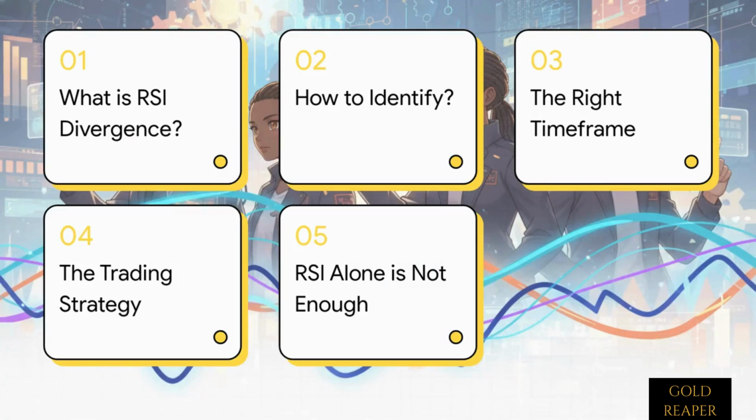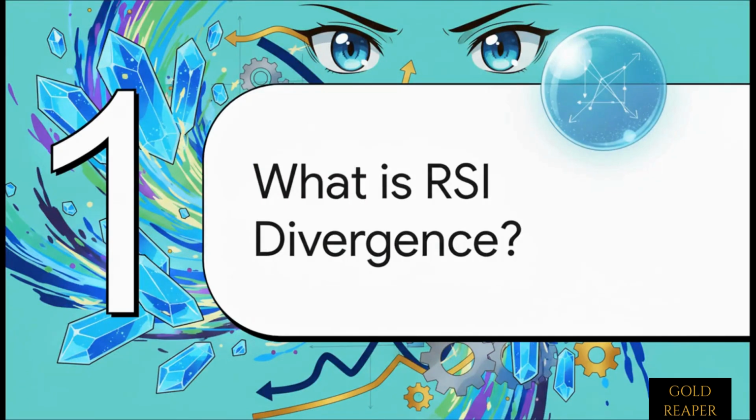So here's the game plan for this explainer. We'll start with the basics. What even is RSI divergence? Then we'll get our hands dirty and show you exactly how to spot it on a real chart. After that, we'll talk about something crucial, timeframes. Then we'll lay out a simple step-by-step strategy for a trade. And finally, we'll cover why RSI, as great as it is, should never be your only tool. All right, first things first, let's get a super clear picture of what we're actually talking about here.